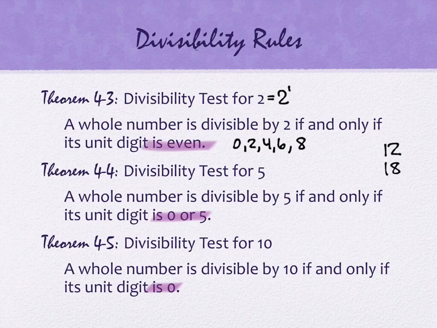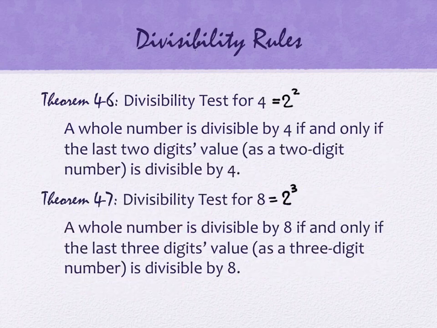So in order for it to be divisible by 2, it has to end in a 0, 2, 4, 6, or 8. In other words, it has to be even. To be divisible by 5, it has to end in 0 or 5. Divisible by 10, it has to end in a 0. The divisibility test for 4 uses the last 2 digits because 4 is 2 squared. And the divisibility test for 8 uses the last 3 digits because 8 is 2 cubed. So we have 3 digits.